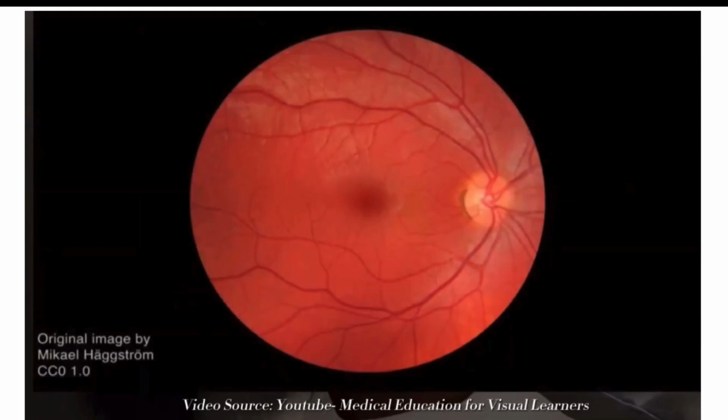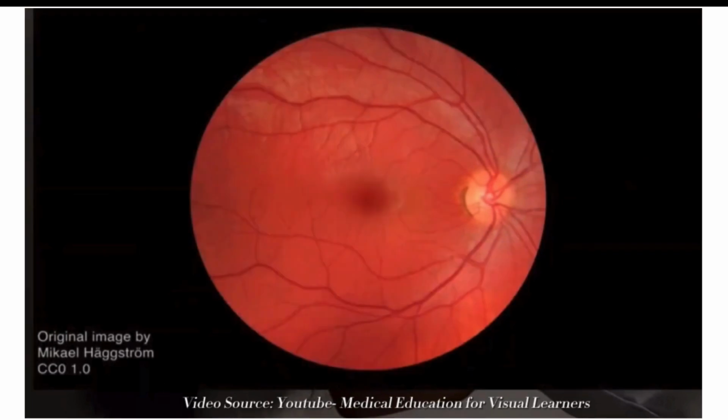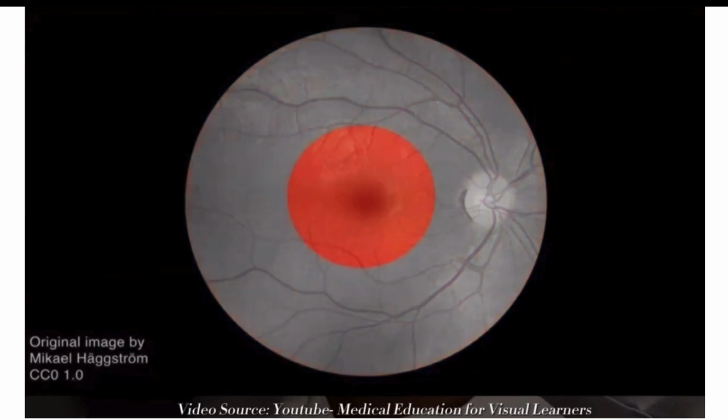This is the fundus. In viewing the fundus, we first find the optic nerve by following the retinal blood vessels. From the optic disc, we follow the blood vessels outward to examine the 4 quadrants around the posterior pole and check for the foveal reflex.